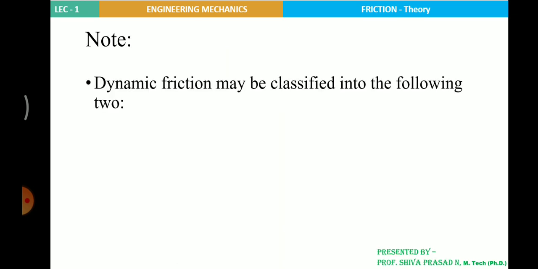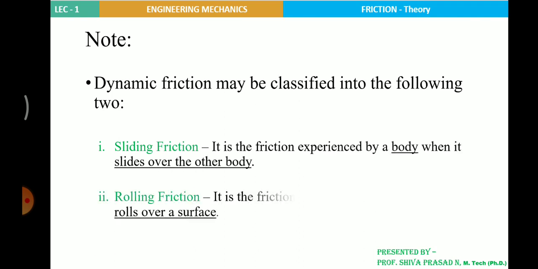So again, we note that dynamic friction may be classified into the following two types: sliding friction and rolling friction. Sliding friction is the friction experienced by a body when it slides over the other body, and rolling friction is the friction experienced by a body when it rolls over a surface. The best examples of rolling friction would be objects supported on roller supports, and for sliding friction you can just consider any object placed over a simple support.